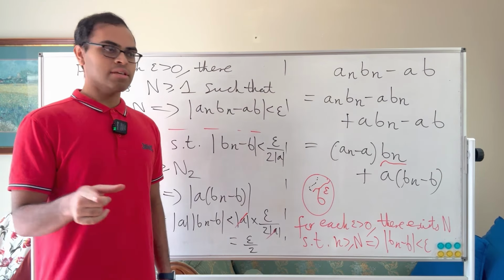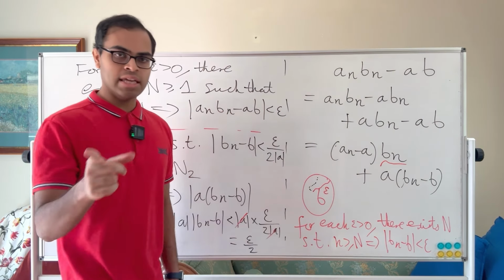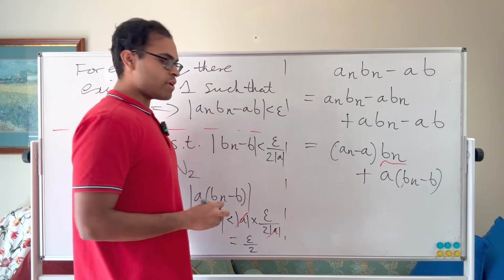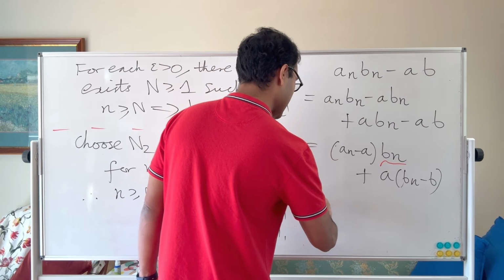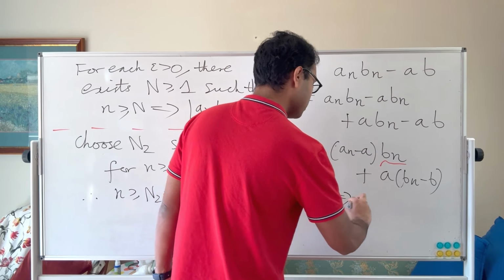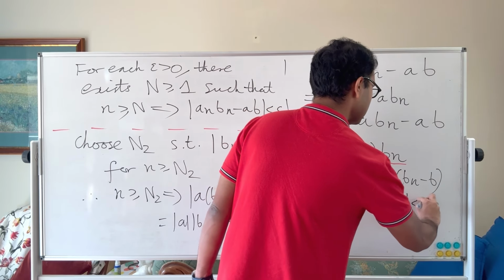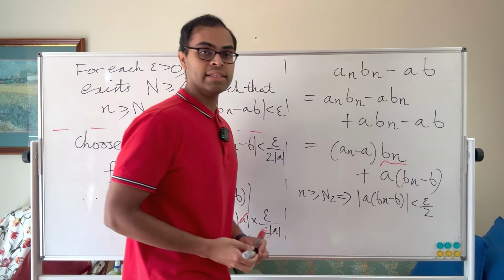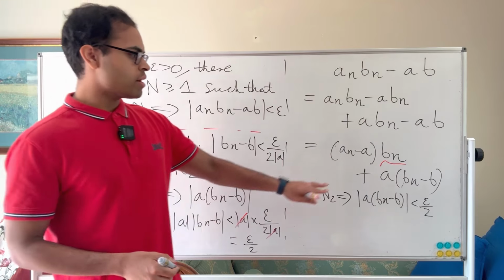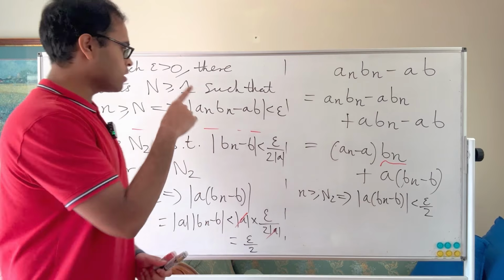Now what I'm going to do is handle this first term. We're going to get to that next. All right, so just to write out our summary, first of all, n greater than or equal to big N2 implies that the absolute value of A times Bn minus B is less than epsilon over 2. Okay, that's number one. And then number two, we're going to handle this case. So let's do that on this board right now.